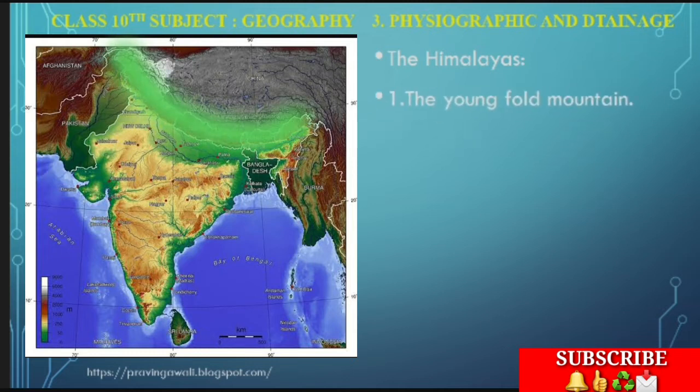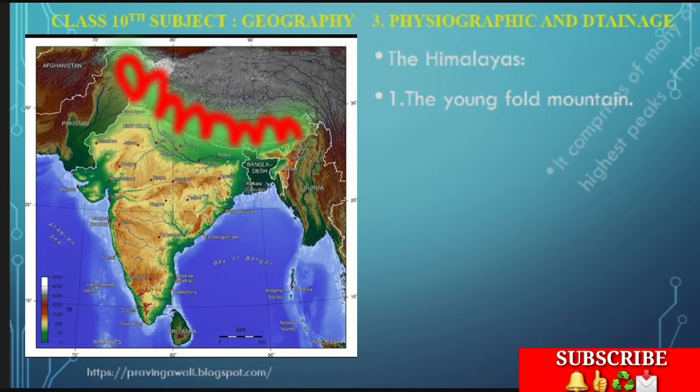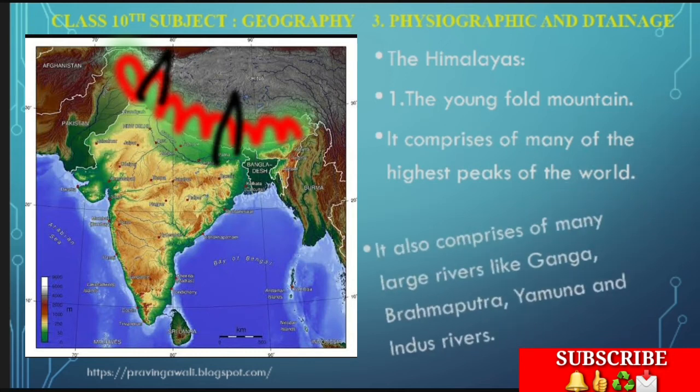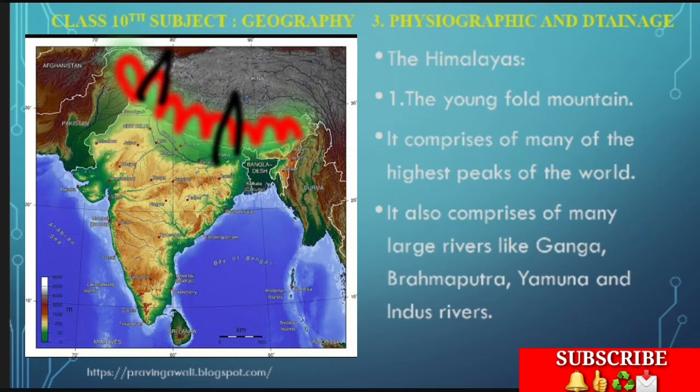Students, the Himalayas is called as the young fold mountain. Students, why is it called a young fold mountain? Let's try to understand within few minutes. Now students, it comprises many of the highest peaks of the world. It also comprises many large rivers like Ganga, Brahmaputra, Yamuna and Indus river.